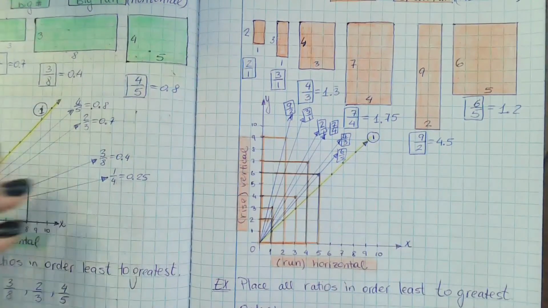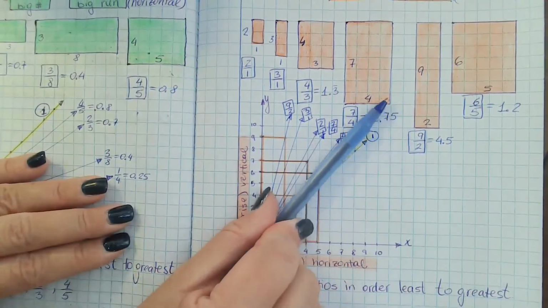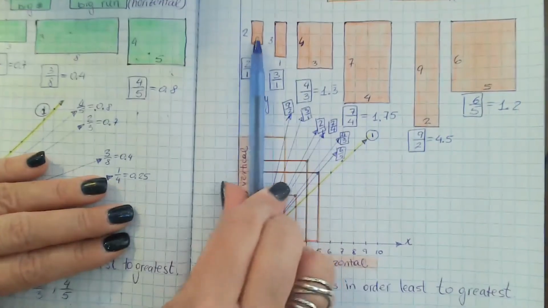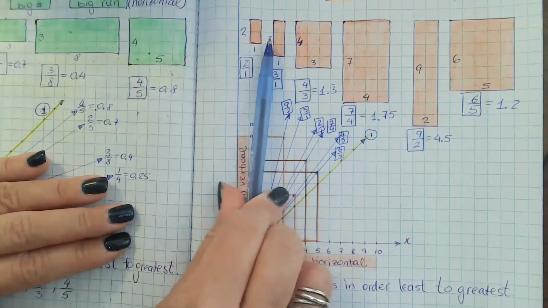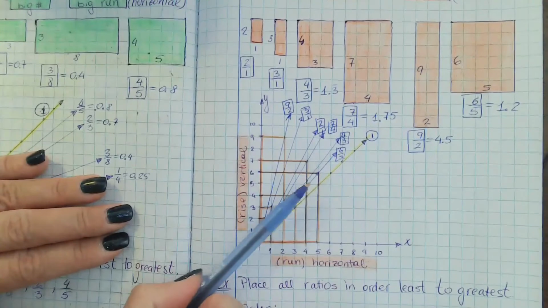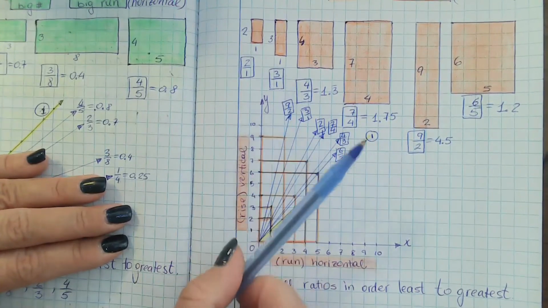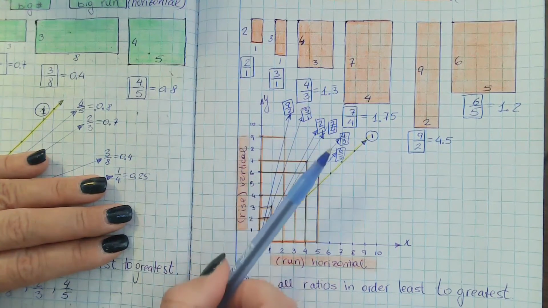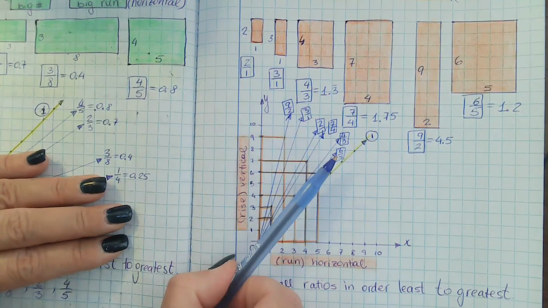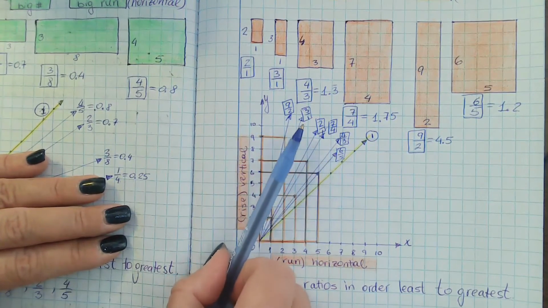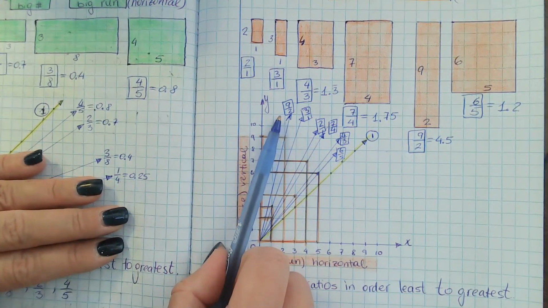So all my whole or improper fractions have bigger than one value. You see how all those diagonals are above one? And now you can just pick them up and put them in order, starting with the lowest after one, going high, high, high, high, high, high, up to 9/2, which shows as the highest value.